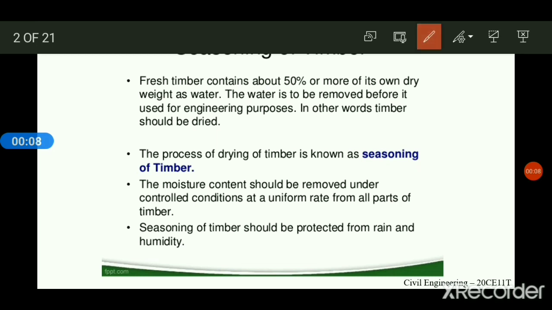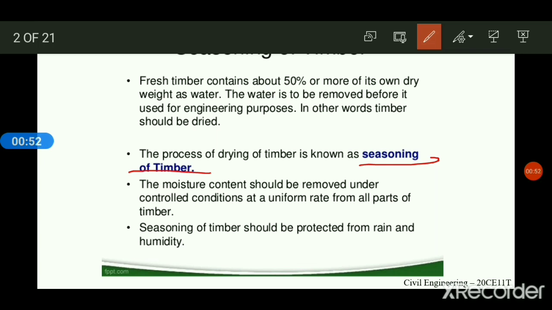Generally, timber contains 50% water of its own dry weight. It has to be removed before using it for various engineering purposes. The definition is: the process of drying the timber is known as seasoning of timber. The moisture content should be removed under controlled conditions at a uniform rate from all parts of the timber.